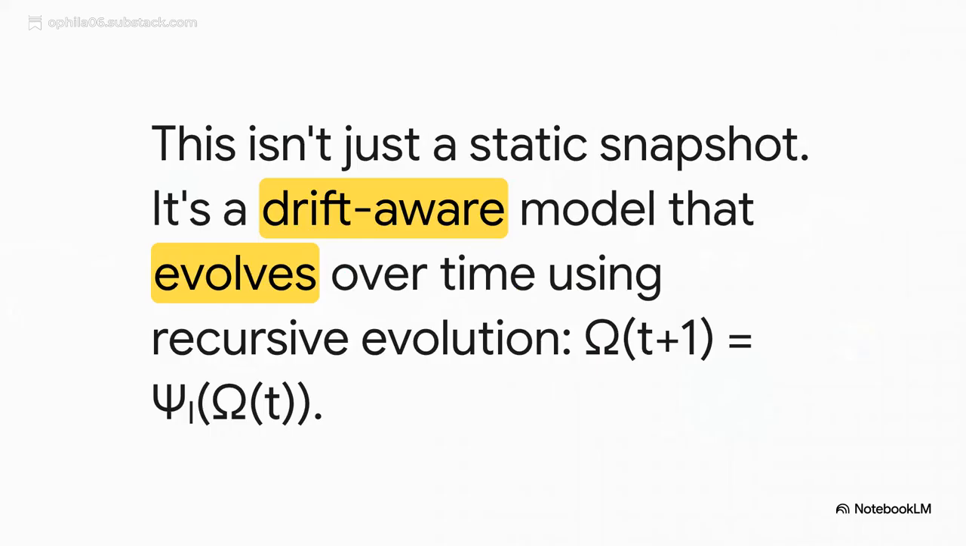But here's the real game changer. Unlike the old models that just give you a single, ideal picture in time, the omega model is alive. It's dynamic. It's designed to be recursive, which means the output from one moment literally becomes the input for the next. This lets it predict a chip's future health, not just tell you how it's doing right now.